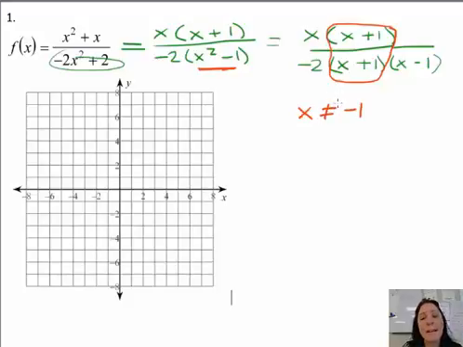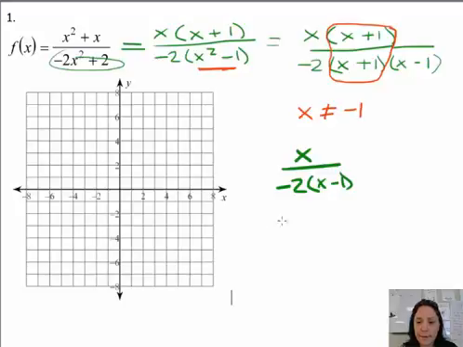So if I want to find out where my hole is on the graph, then I'm going to need to find out what the value would be if I just divided out this version of 1 here and graphed the function x over negative 2x minus 1. That is the function I'm going to use to find the y value for this hole. So if I put in negative 1 for x here, this will be my g of x.